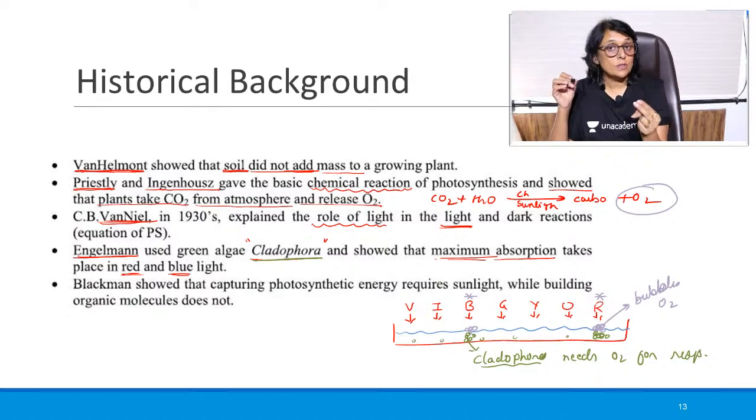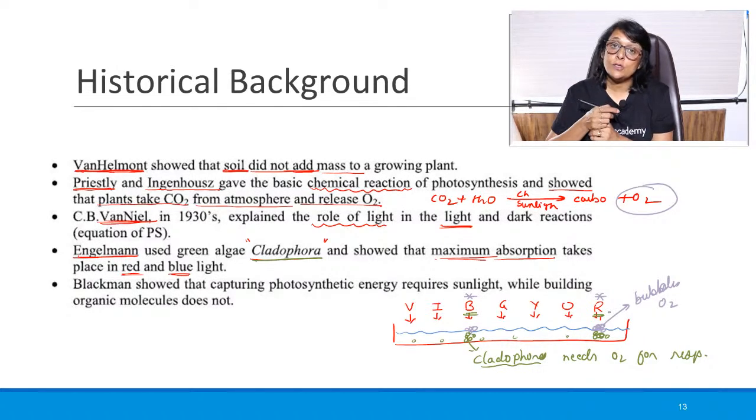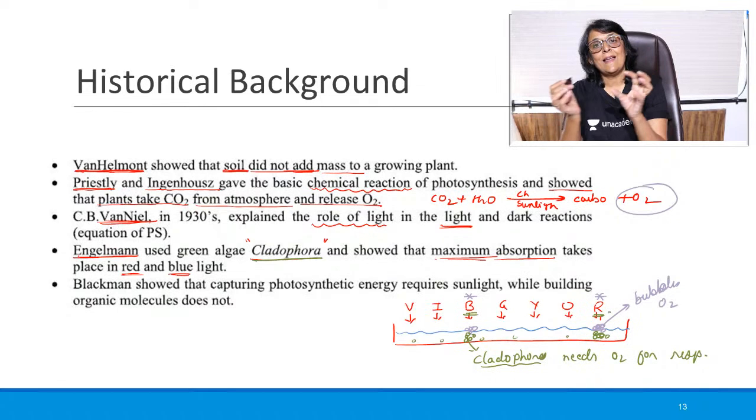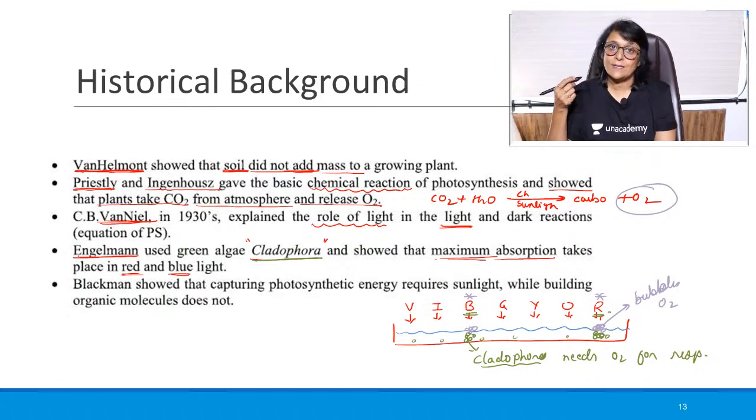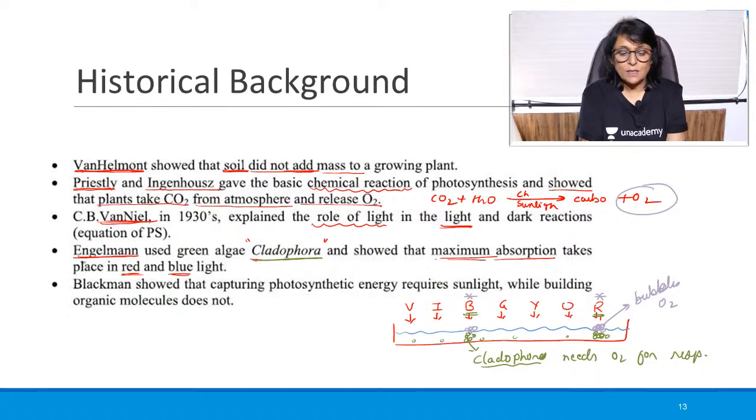So what was the outcome of this, or what was the conclusion of this experiment? That the maximum absorbed wavelengths were two, blue and red. Second, during this process, maximum action took place. Action was photosynthesis. Because absorption was more, action was also more. And the green alga accumulated there because they were using oxygen. So oxygen was given out as a byproduct. So many things were proved by this experiment.